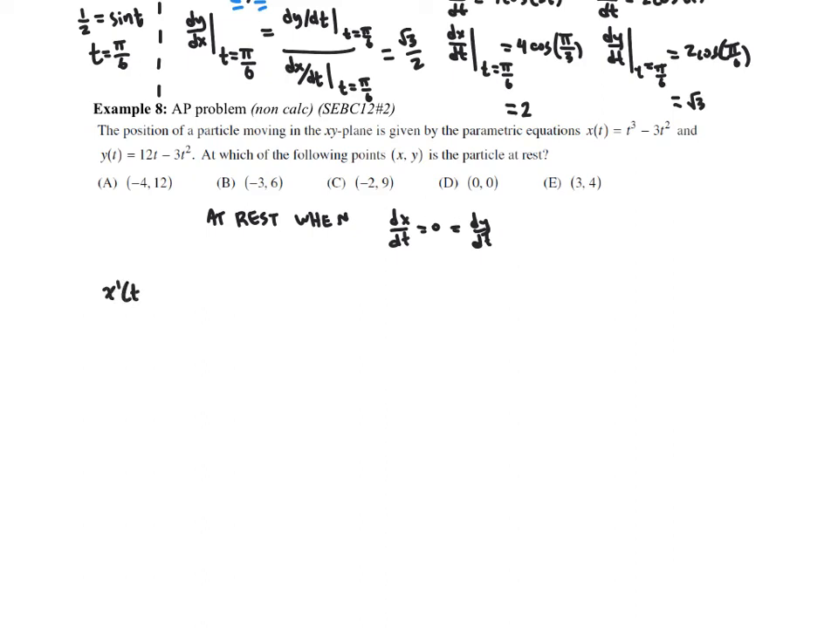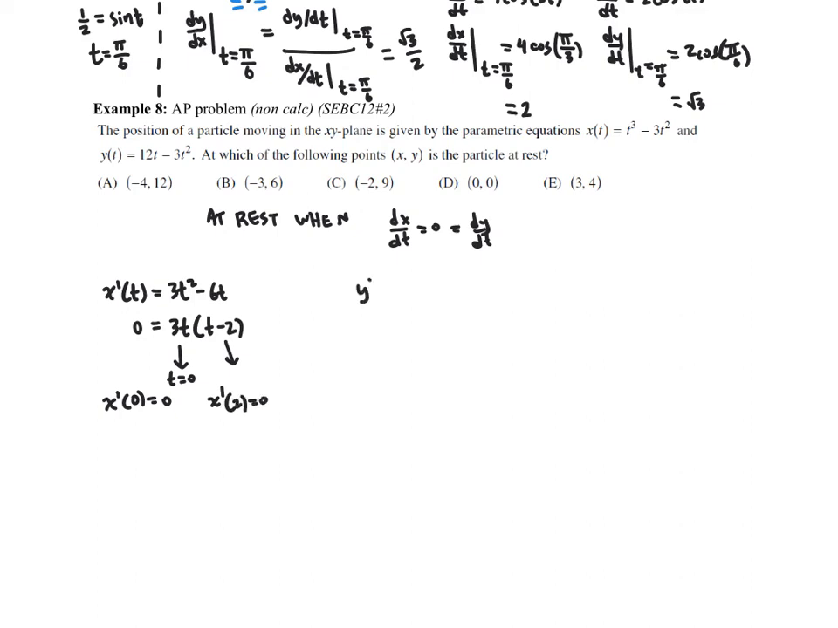So x prime of t is the same as dx/dt. And that's going to equal 3t squared minus 6t. Let's set it equal to 0. Factor the greatest common factor out of it. That would be a 3t. That would leave us with t minus 2. So dx/dt, or x prime at 0 equals 0, right? Because t would equal 0. And x prime at 2 is equal to 0.